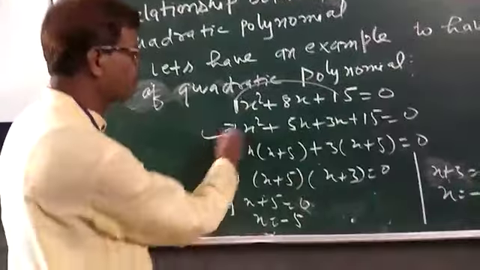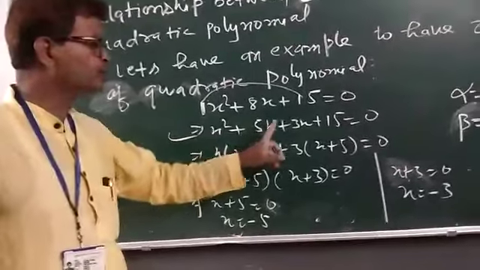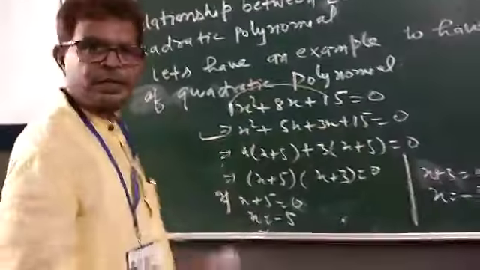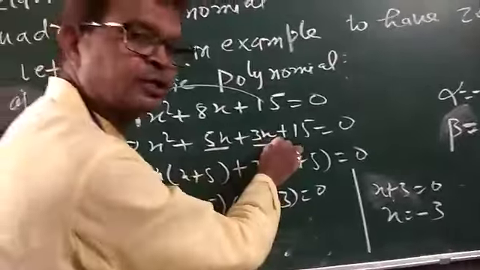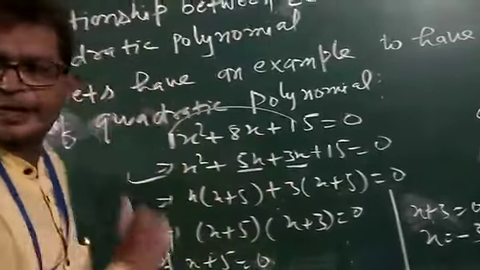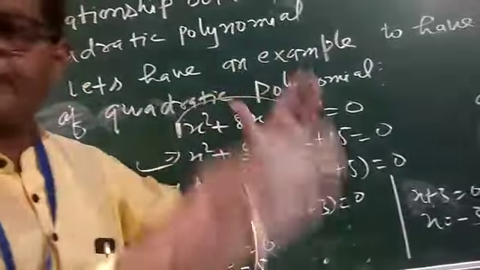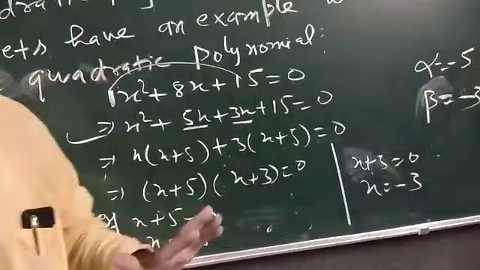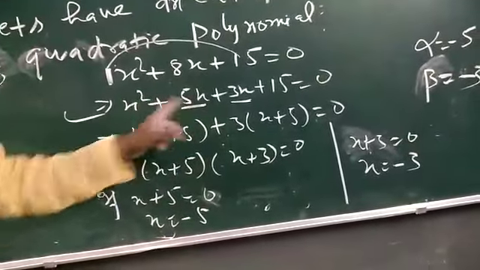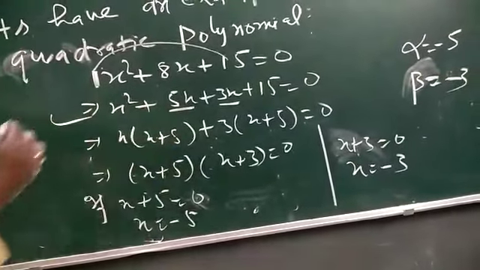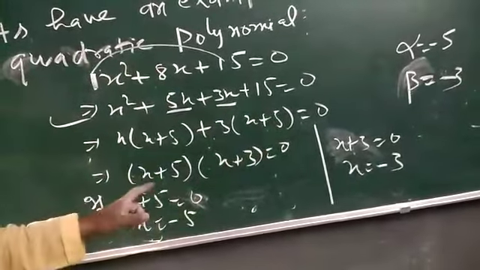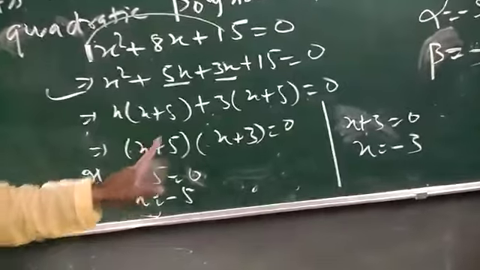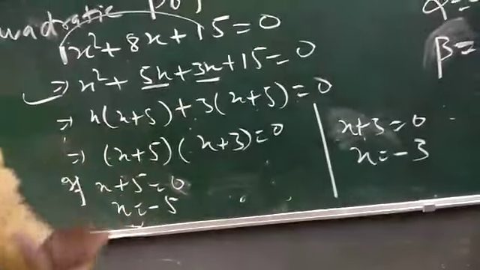See the next step. Here x square plus 5x plus 3x plus 15. In the second step, if you add 5x and 3x, you will get plus 8x, and if 5 is multiplied by 3, you will get 15. Then x is common in the first two terms, so x into x plus 5. 3 is common in the other two terms, so 3 into x plus 5. Then this is equal to x plus 5 and x plus 3 equals 0.